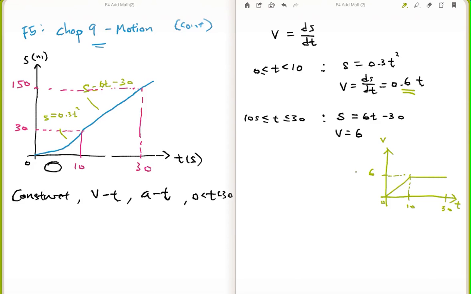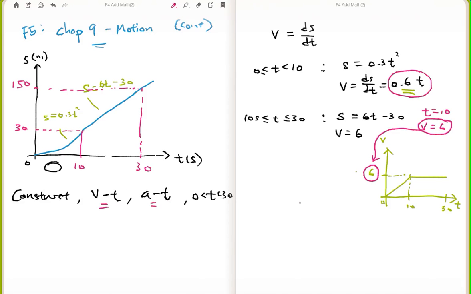How do I get this value 6? Because from here, when t is 10, v equals 6. So I transfer this number into the value here. That's where I get this graph. Linear. How do I know? It's mx. Okay. Now next, I've done this.